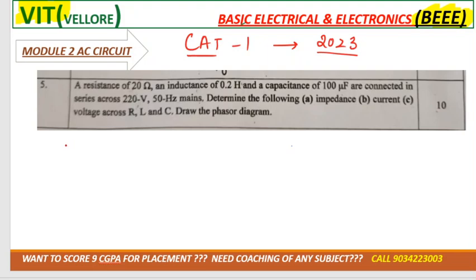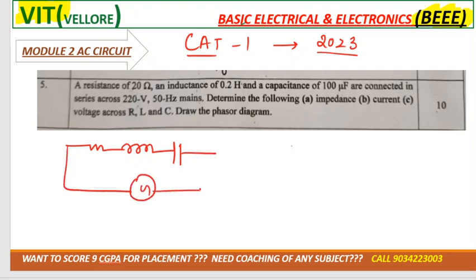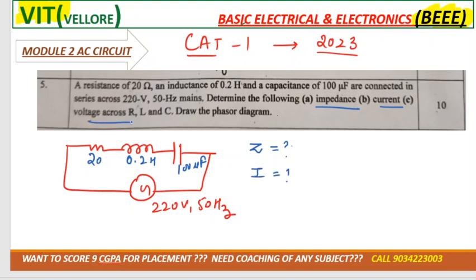A resistor of 20 ohm, an inductance and a capacitance are connected in series across 220 volt, 50 hertz. So it would be 20 ohm, 0.2 Henry, 100 micro. Determine impedance, determine current, voltage across R, VR, voltage across L, VL, voltage across C, and the phasor diagram.